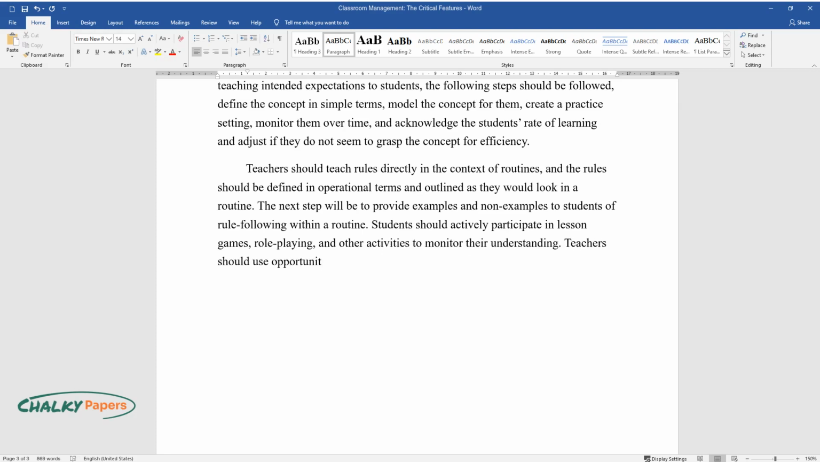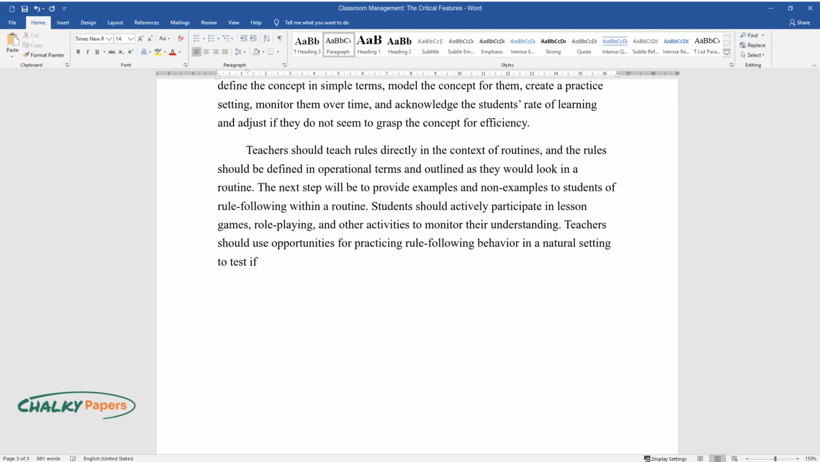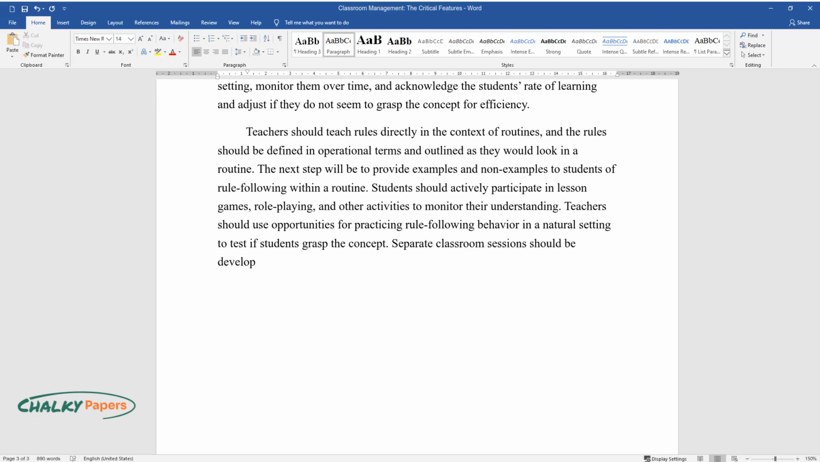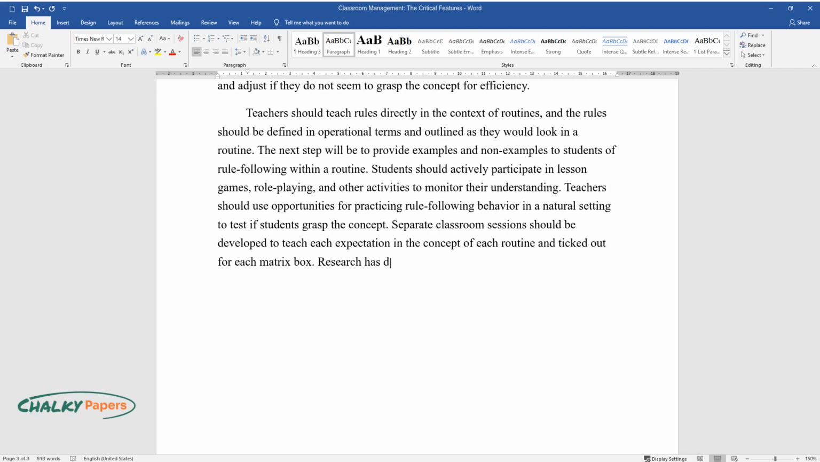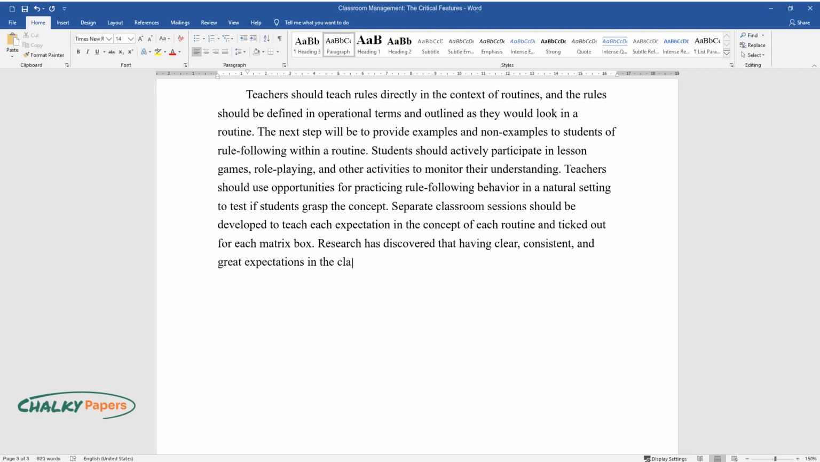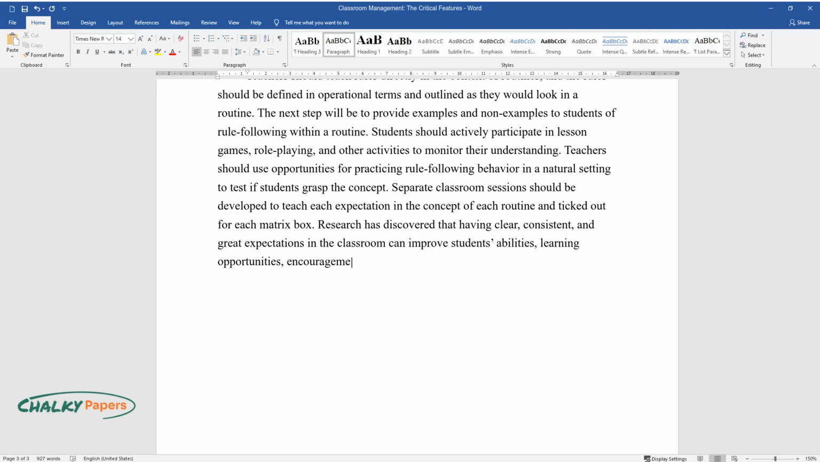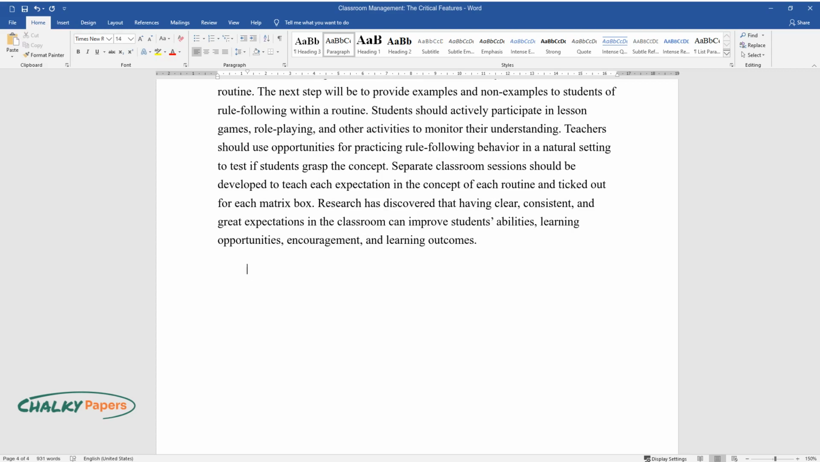Teachers should use opportunities for practicing rule-following behavior in a natural setting to test if students grasp the concept. Separate classroom sessions should be developed to teach each expectation in the context of each routine and ticked out for each matrix box. Research has discovered that having clear, consistent, and great expectations in the classroom can improve students' abilities, learning opportunities, encouragement, and learning outcomes.